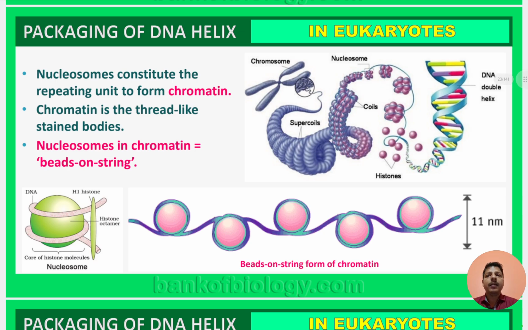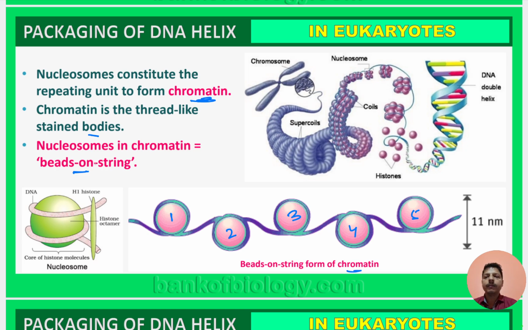Then, nucleosomes constitute the repeating unit to form chromatin. Chromatin is a thread-like stained body. The nucleosomes in chromatin are called beads on string. NCERT says beads on string. Here is one nucleosome, here the second, third, fourth and fifth, and so on, and they are attached like this to form chromatin. It is the structure of chromatin, as you can see.